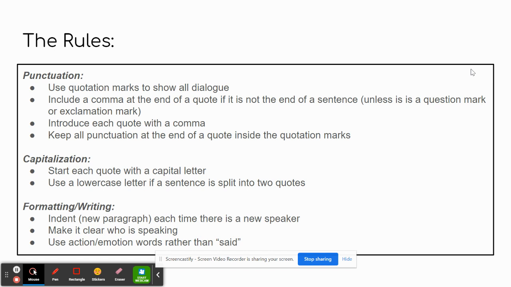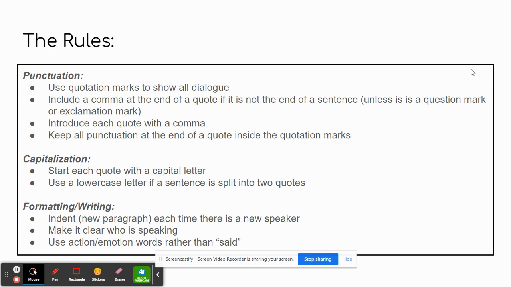Basically for punctuation, you want to use quotation marks to show all dialogue. So anytime someone's speaking, you're going to have quotation marks. You're going to use a comma at the end of the quote if it's not the end of the sentence. And I'll show you that in an example. And you're going to introduce each quote with a comma.